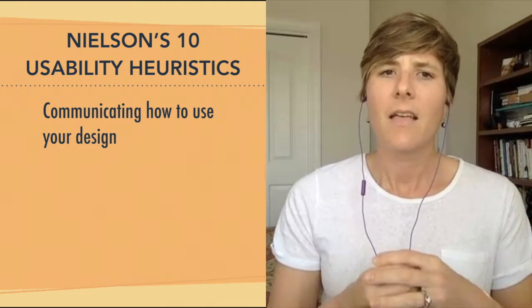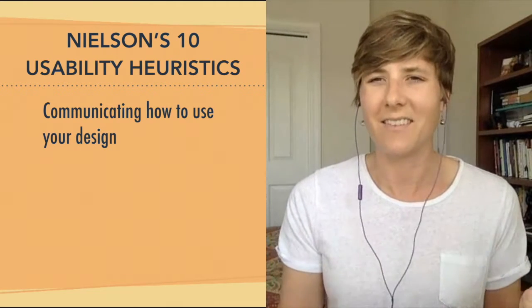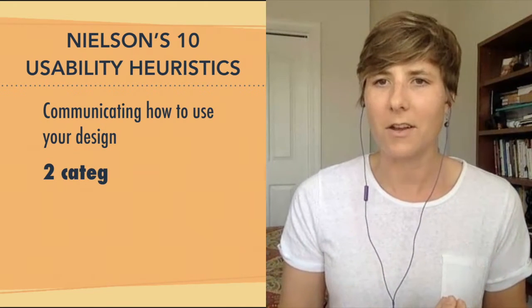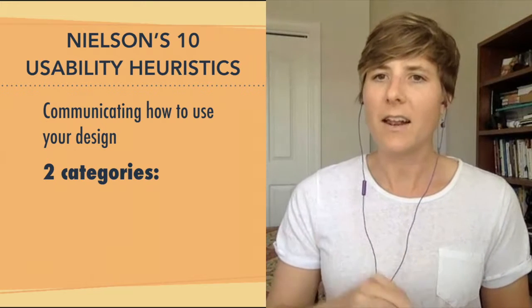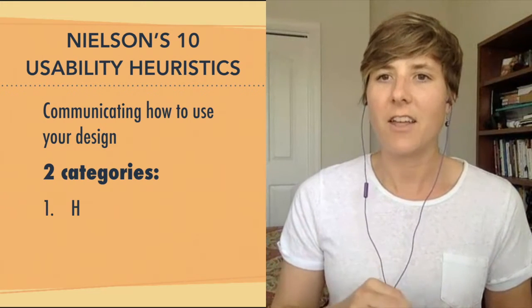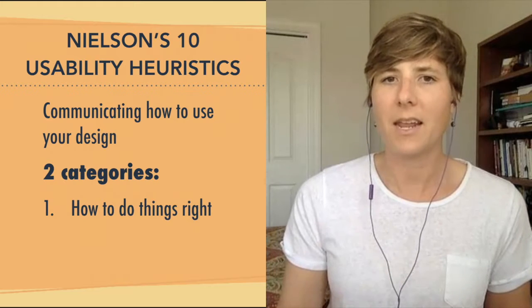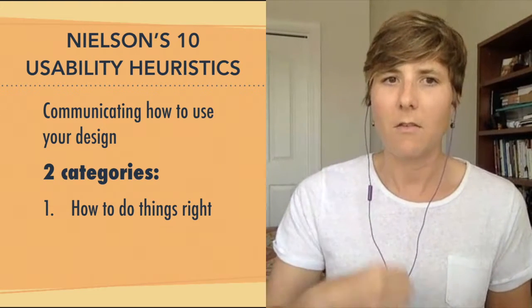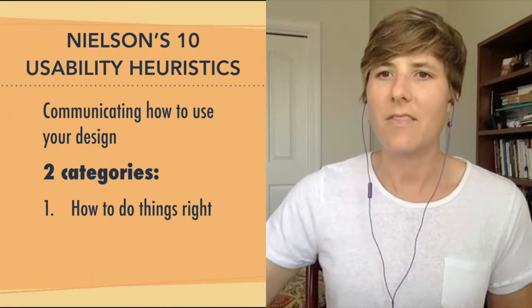So they basically are just listed as a list of 10. But I'm actually going to divide them into two broad categories for this lecture, just to help you get a sense of what they're for. So category 1, which contains 7 heuristics, are basically heuristics that help by communicating for the user to do something, right? So they help the user do the correct thing in the system.